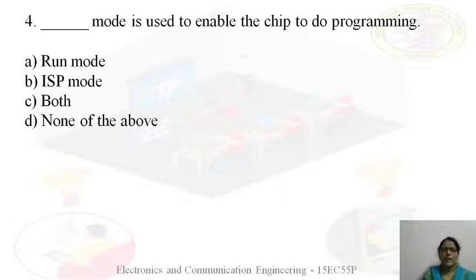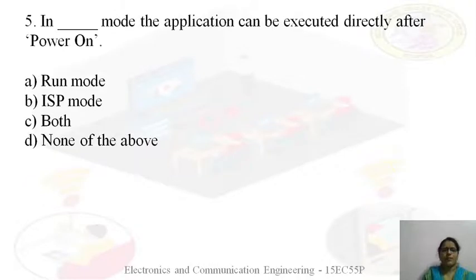Next question, dash mode is used to enable the chip to do programming. So in what mode is the flash done? Run mode, ISP mode, both, none of the above. So the right answer is B, that is ISP mode. Next, in dash mode, the application can be executed directly after power on. Run mode, ISP mode, both, none of the above. So in which mode is the application going to run? So the option is run mode.